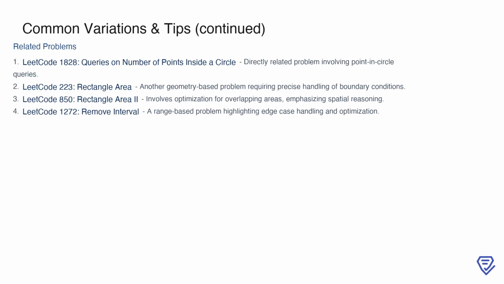This problem has connections to other geometry-related challenges that can help you build a deeper understanding of spatial reasoning. For example, LeetCode 223, Rectangle Area, is another geometry-based problem that requires careful boundary condition handling, similar to the circle queries in this problem. LeetCode 850, Rectangle Area 2, involves optimizing for overlapping areas, which also emphasizes spatial reasoning skills. Additionally, LeetCode 1272, Remove Interval, is a range-based problem that highlights the importance of handling edge cases in optimization. By exploring these related problems, you can practice key techniques and strengthen your ability to approach geometry and range-based questions effectively.